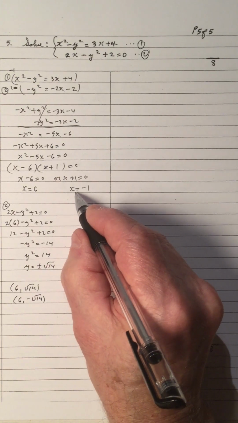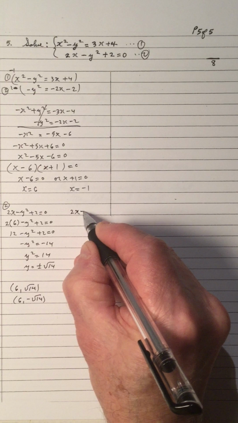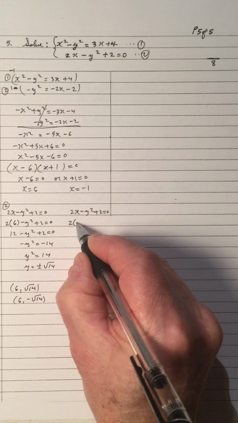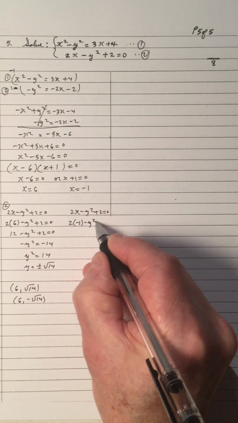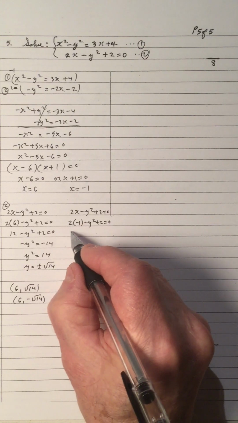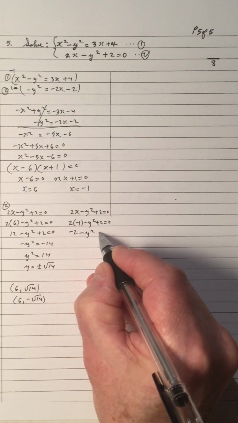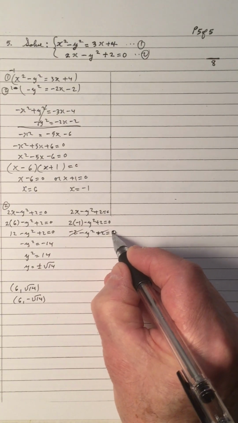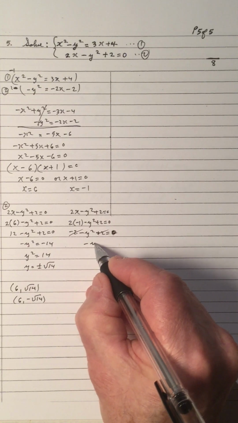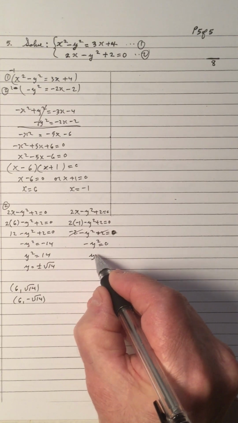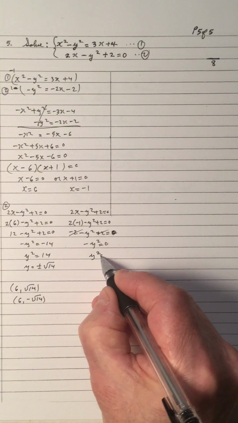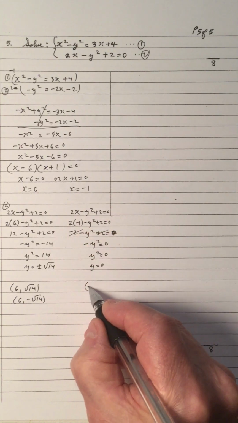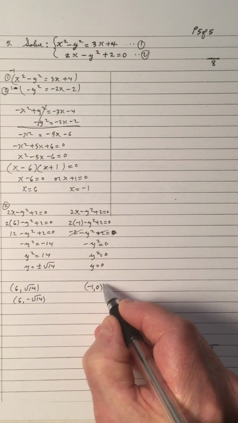And let's put x equals -1 into this equation also. So we put x is -1. So we get -2 minus y squared plus 2 equals 0. -2 plus 2, this is 0. So negative y equals 0. So, sorry, negative y squared equals 0. Y squared equals 0. Square root of 0 is 0. So that means when x is -1, y is 0.